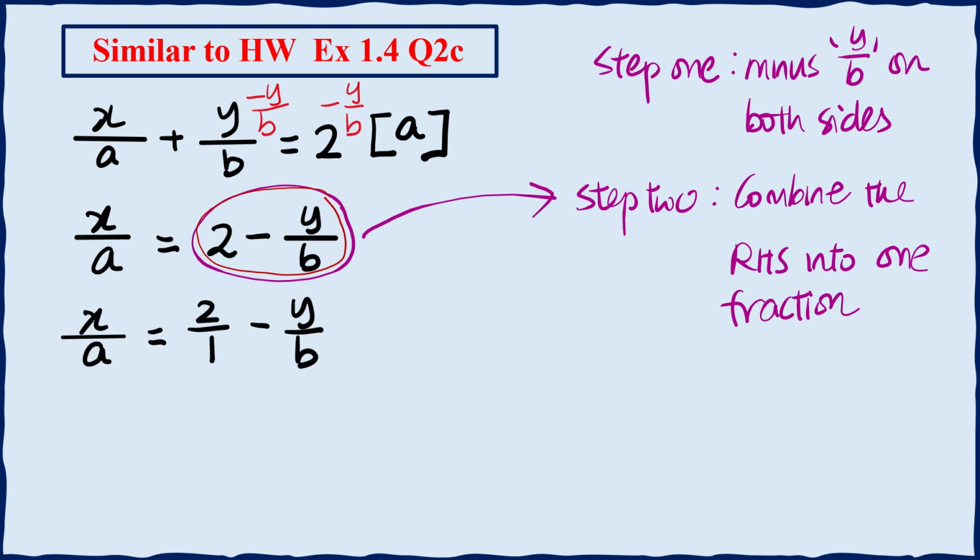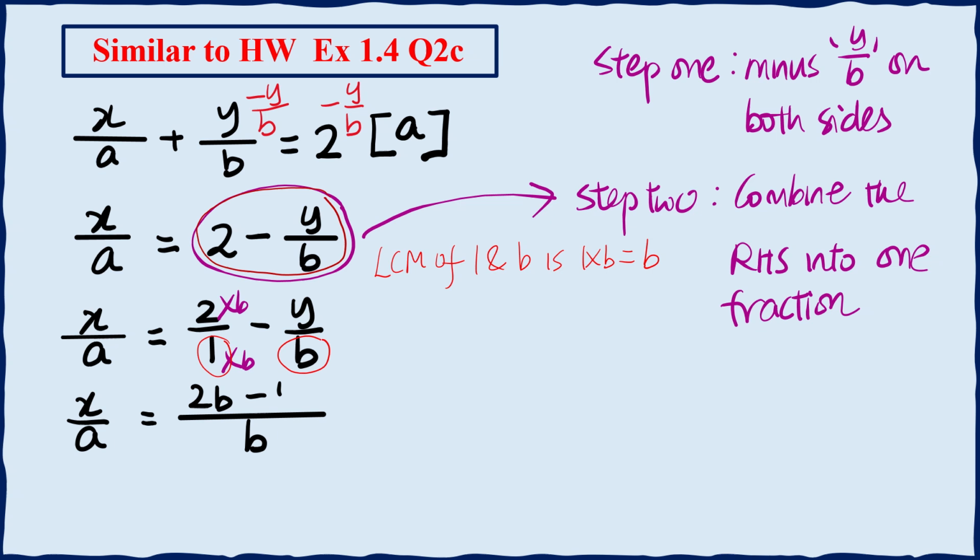Two is equivalent to 2 over 1. The lowest common multiple, the LCM of 1 and b, is 1 times b, which gives you b. So what we need to do is multiply 2 over 1 by b at the numerator and also at the denominator. That will make it a single fraction really.